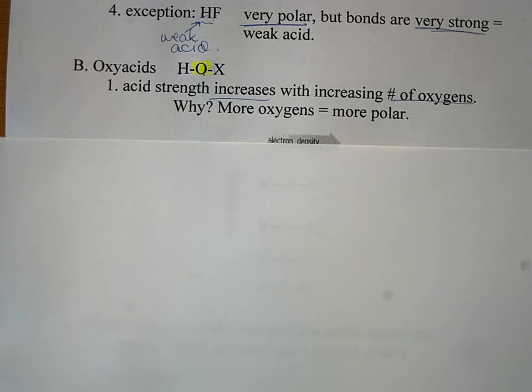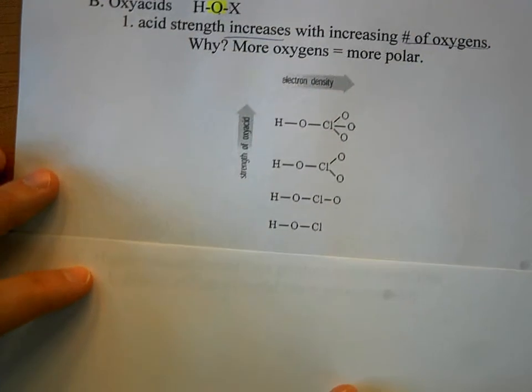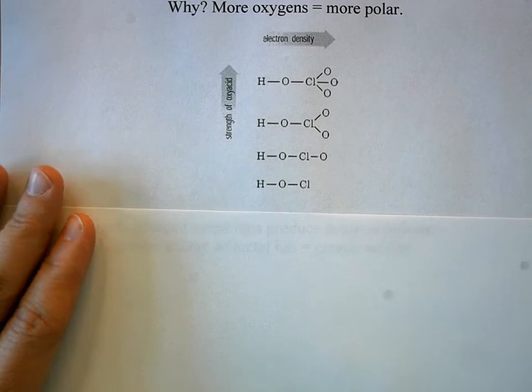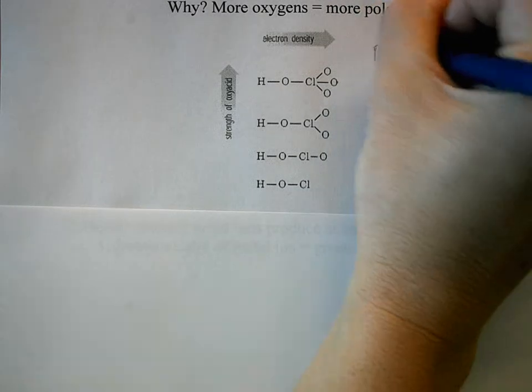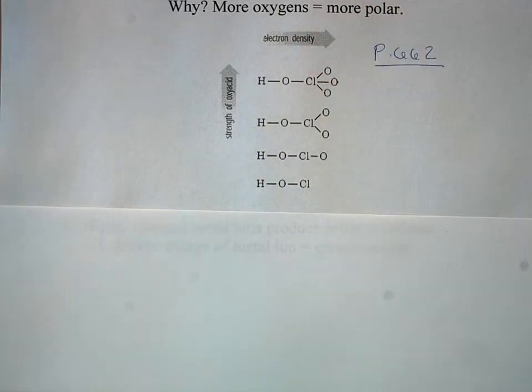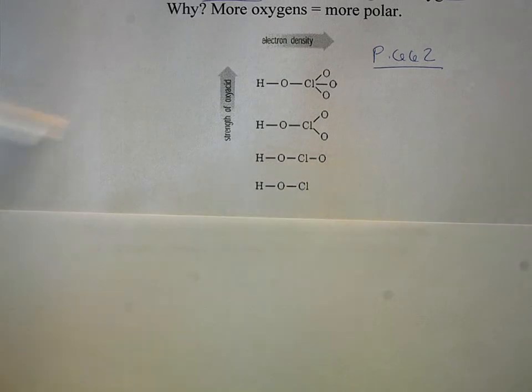So let's take a look at this example. You don't have to redraw it. I'm going to give you a page number. It's in your book. It's on page 662. If you don't want to write it down, just make a note that on page 662 is where you can see this diagram.